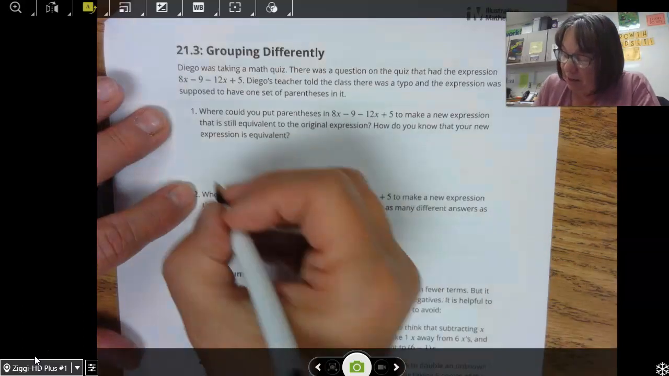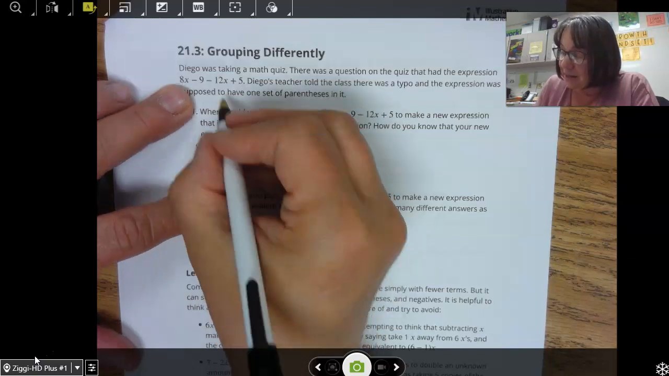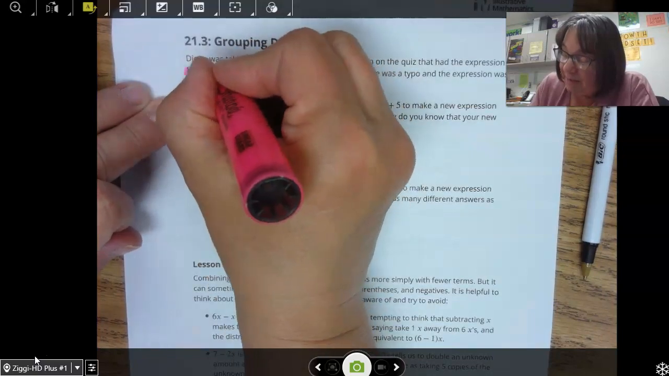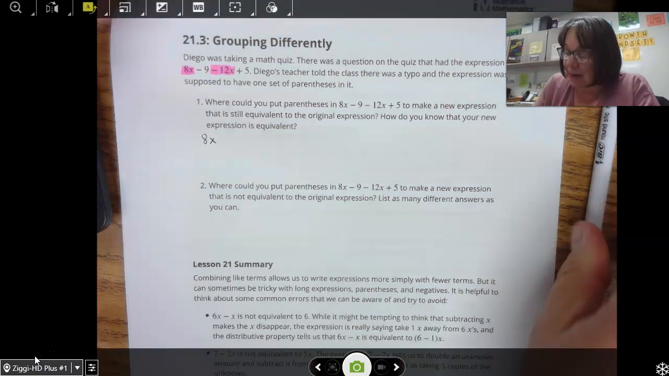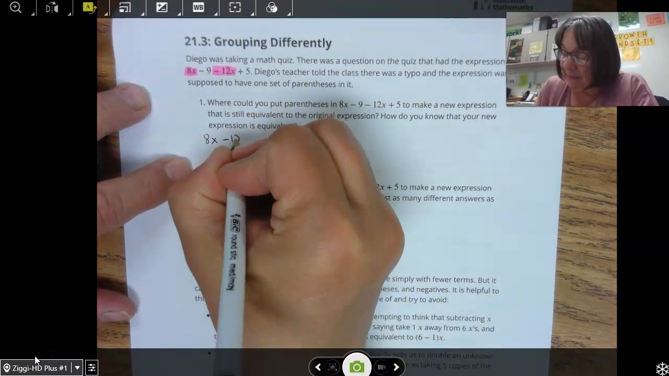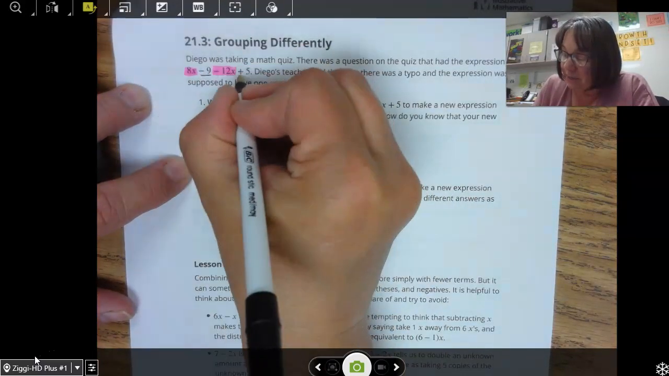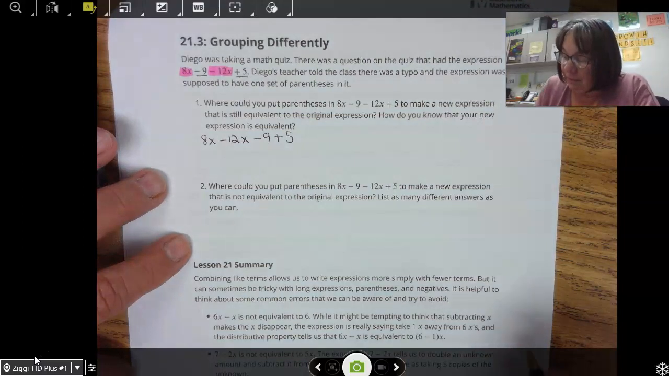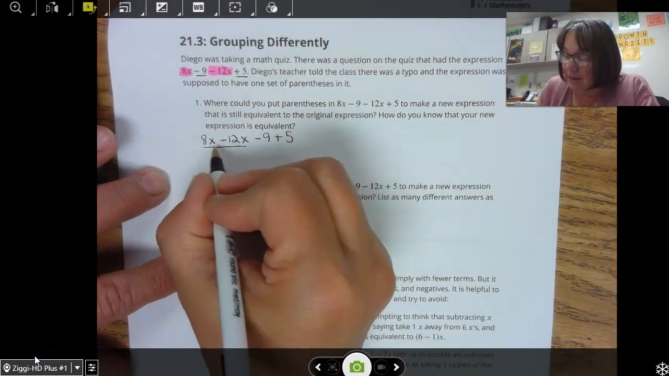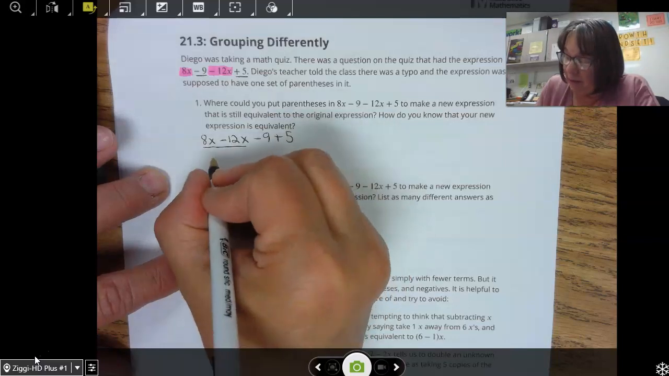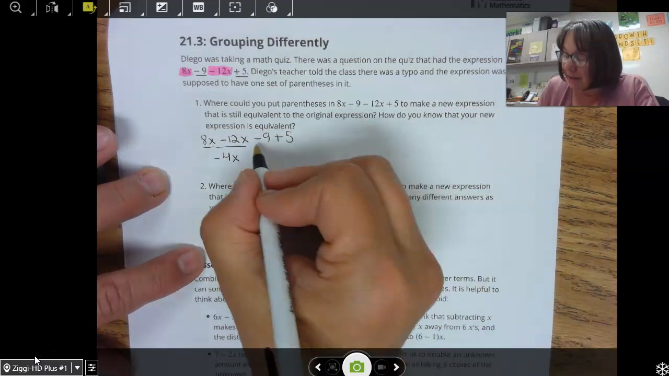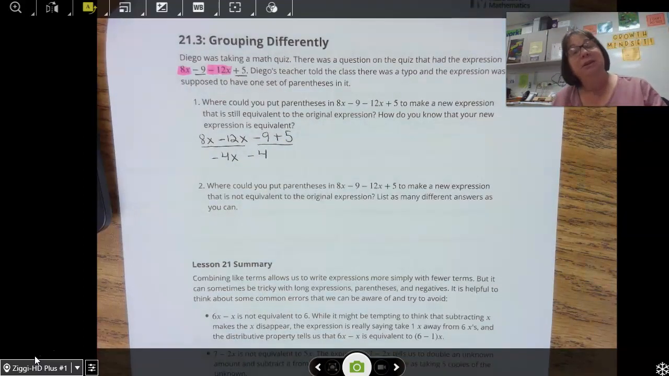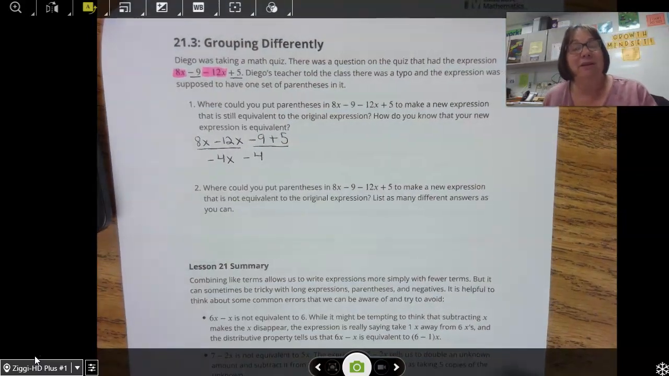So let's see what the original would give us. We have 8x, and then let's move our terms that are the same together. So we have 8x minus 12x, and then your constants would be negative 9 plus 5. So 8 take away 12 gives me negative 4x's, and then negative 9 plus 5 is negative 4. So I want to put parentheses in there, and it will give me the same expression.